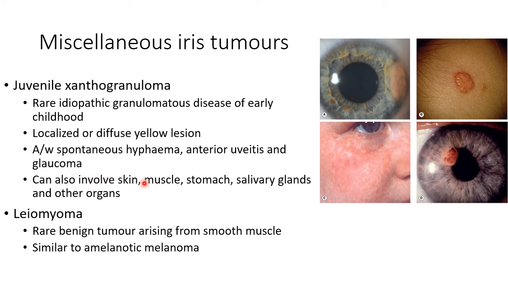It can also involve skin, muscle, stomach, salivary glands, and other organs. This picture shows juvenile xanthogranuloma of skin. This picture shows juvenile xanthogranuloma involving the face. Now let us discuss about leiomyoma. It is a rare benign tumor arising from smooth muscle, as you can see in this picture. Its appearance is similar to amelanotic melanoma.